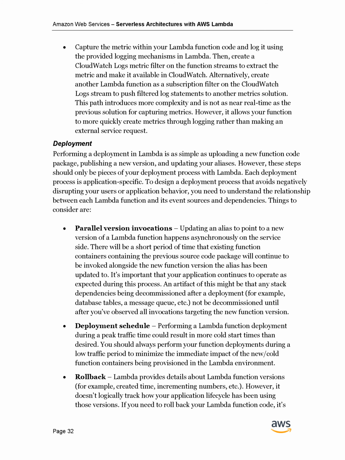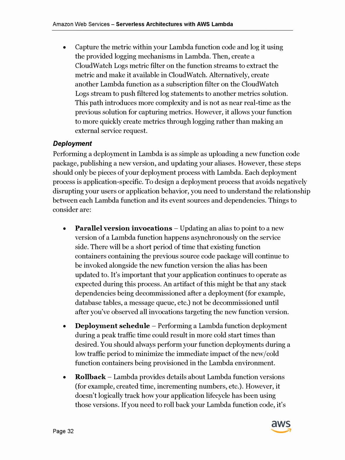Deployment. Performing a deployment in Lambda is as simple as uploading a new function code package, publishing a new version, and updating your aliases. However, these steps should only be pieces of your deployment process with Lambda. Each deployment process is application-specific. To design a deployment process that avoids negatively disrupting your users or application behavior, you need to understand the relationship between each Lambda function and its event sources and dependencies.